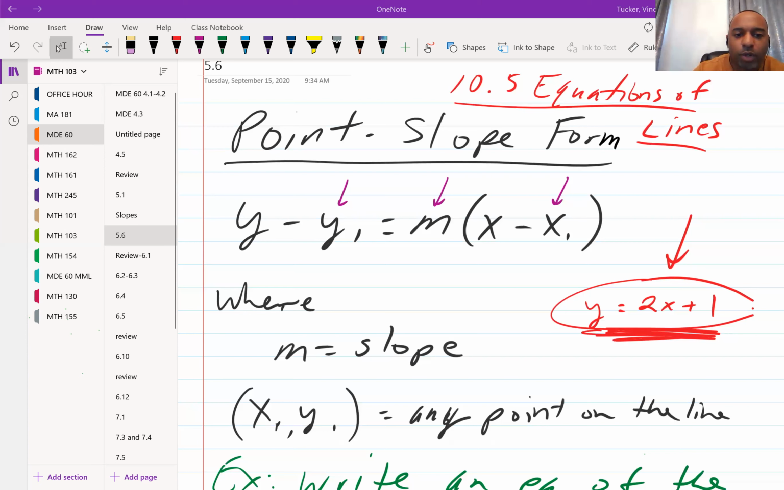All right, so before that first test, it was 9.5 and 9.6. Somebody in the chat was asking about the first test. The last two sections before the first test are 9.5 and 9.6.